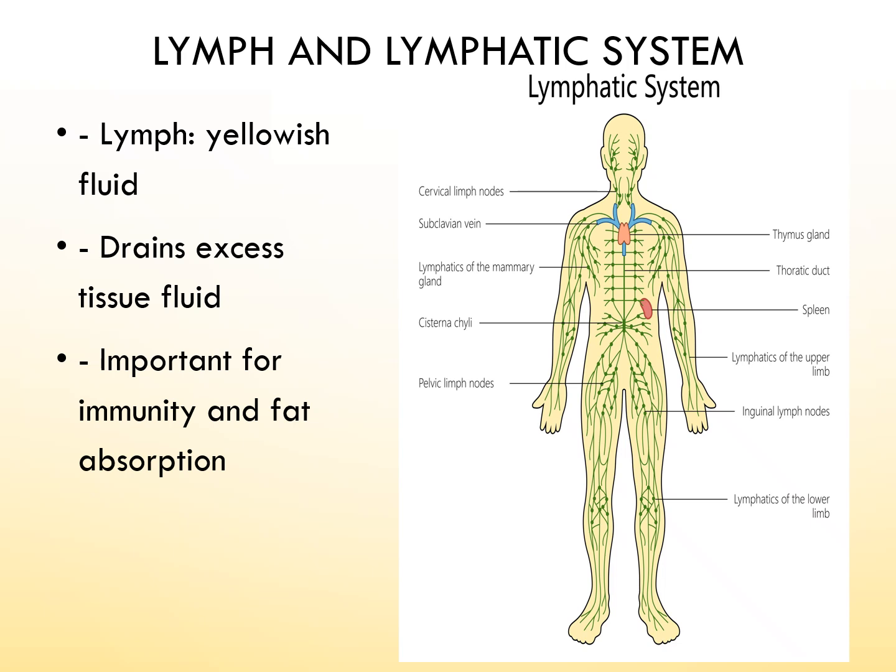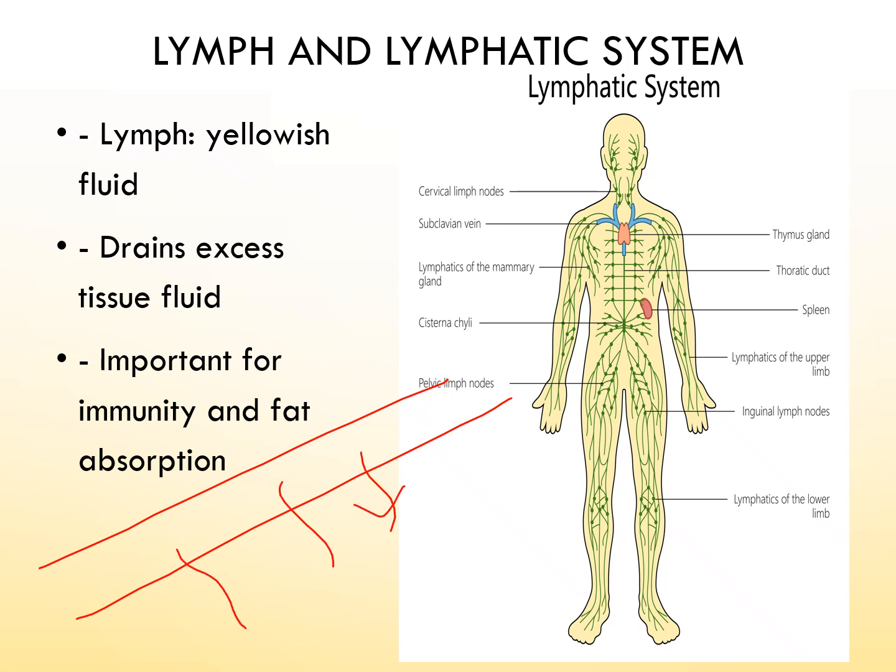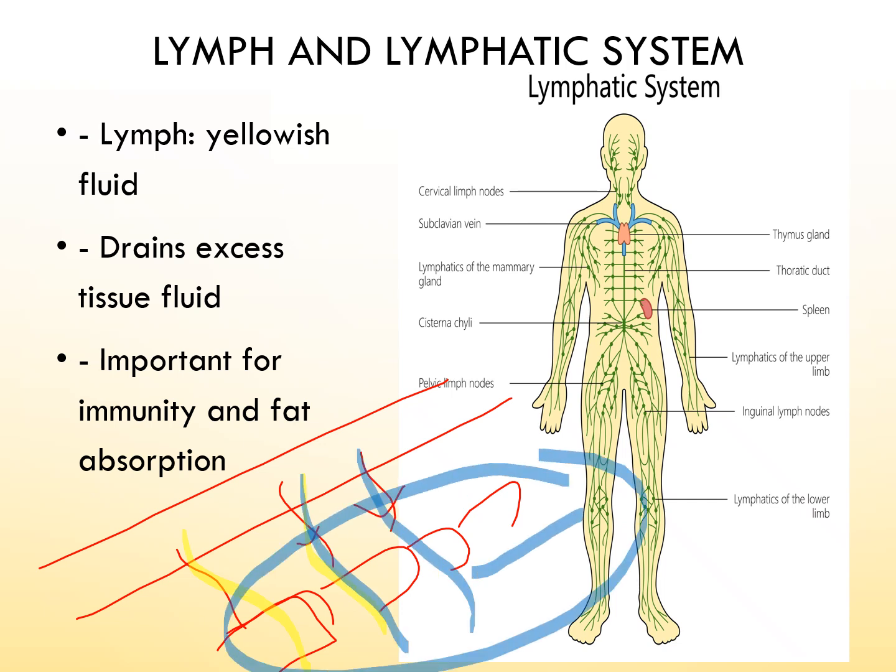But the body has a smart system to get this lost fluid back through the drainage system, which is called the lymphatic system. Once the fluid leaves the blood vessels into the tissues that you can see here, when this fluid drains here, it forms lymph. So we have a drainage system to collect the lymph and put it back into the blood vessels.